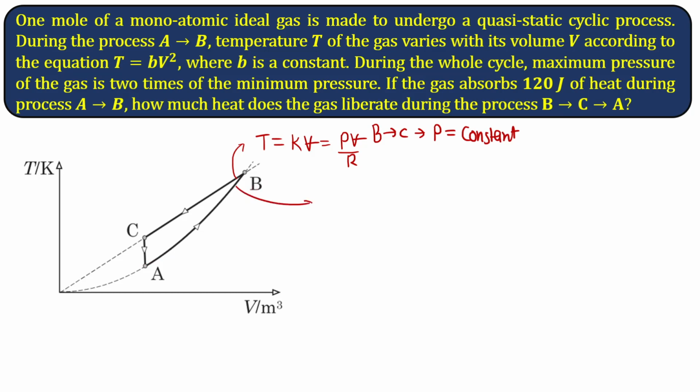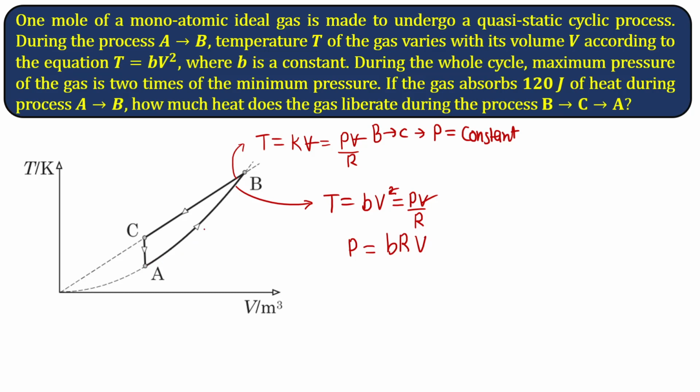So BC is an isobaric process, CA is an isochoric process, and AB is a special type of process for which we are given the equation. The equation is T equals B times V square. So what can we get from here? If we want to write this equation in terms of P and V, we can write T as PV by R, from the ideal gas equation. V gets cancelled out again. So the value of P is coming out to be B times R, B is constant, R is constant, into V.